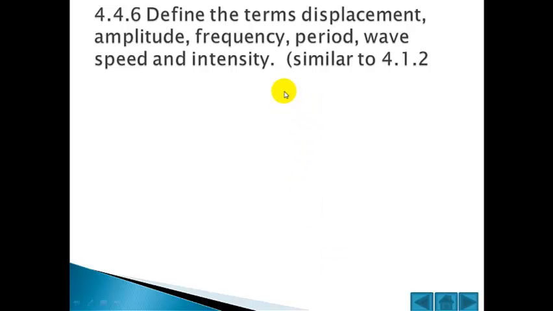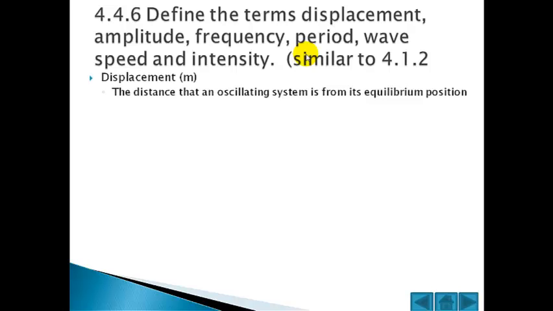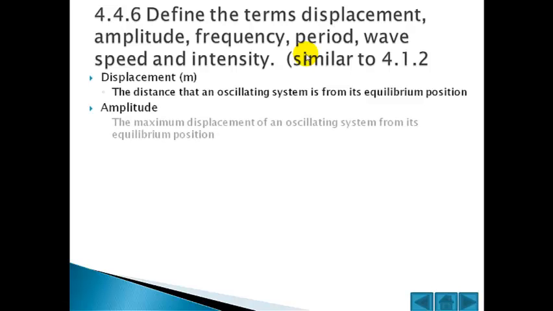Define the terms displacement, amplitude, frequency, period, wave speed and intensity. These are fairly straightforward definitions that need to be learned. Displacement: the distance that an oscillating system is from its equilibrium position. The amplitude is the maximum displacement of an oscillating system from its equilibrium position.